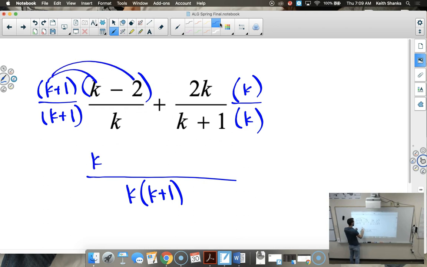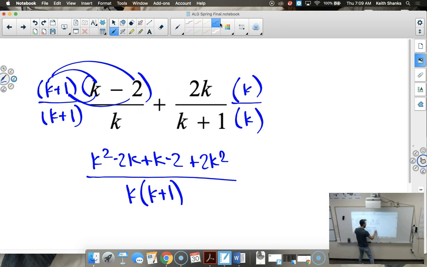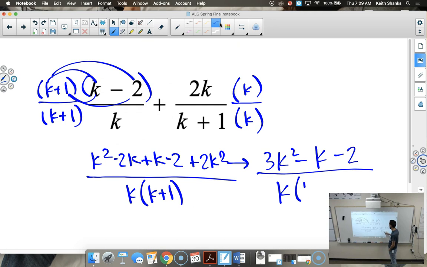On the top, I have to do the distributive property to this guy. So I've got k squared minus 2k plus k minus 2. And then on this side, I have plus 2k squared. Okay. And then what I need to do is simplify the top. So when I'm done simplifying the top, I've got 3k squared, 2k squared plus k squared, minus k. So yeah, you got 2k plus k, and then minus 2 over k times k plus 1.